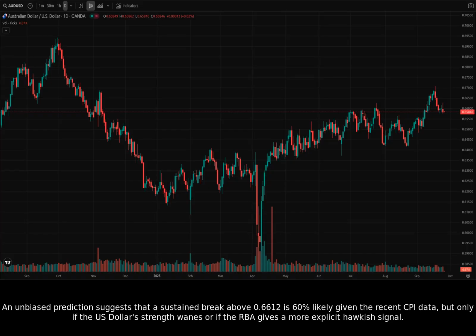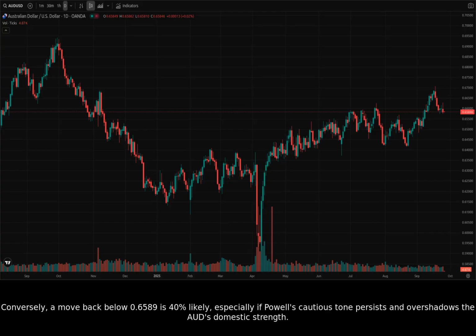An unbiased prediction suggests that a sustained break above 0.6612 is 60% likely given the recent CPI data, but only if the US dollar's strength wanes or if the RBA gives a more explicit hawkish signal. Conversely, a move back below 0.6589 is 40% likely, especially if Powell's cautious tone persists and overshadows the AUD's domestic strength.